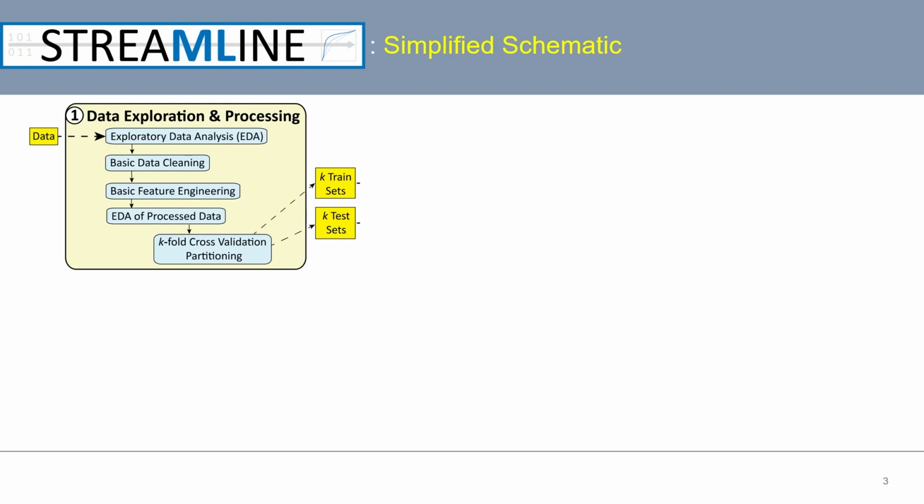We'll begin by taking a look at a simplified schematic of the STREAMLINE automated pipeline, which is made up of 9 sequential phases. The first phase is data exploration and processing, including initial exploratory data analysis, basic data cleaning, basic feature engineering, a secondary exploratory data analysis of the processed data, and k-fold cross-validation partitioning of the data into training and testing sets. Phase 2 involves imputation and scaling of the respective data partitions.